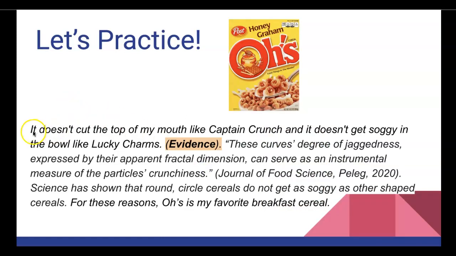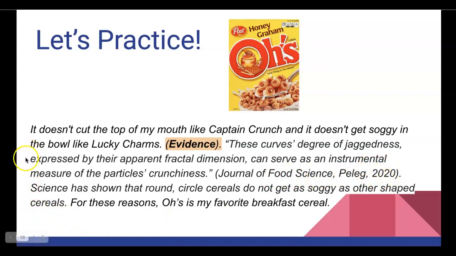It doesn't cut the top of my mouth like Captain Crunch, and it doesn't get soggy in the bowl like Lucky Charms. Okay, here's the evidence. These curves' degree of jaggedness, expressed by their apparent fractal dimension, can serve as an instrumental measure of the particle's crunchiness. She found this evidence in a scholarly article from the Journal of Food Science, which was published in 2020.